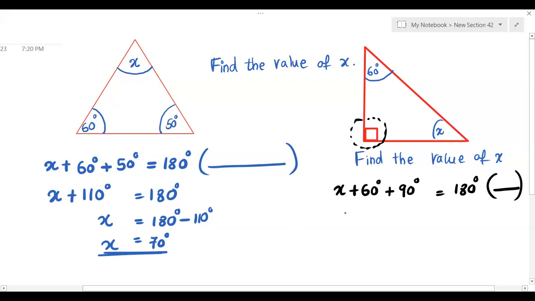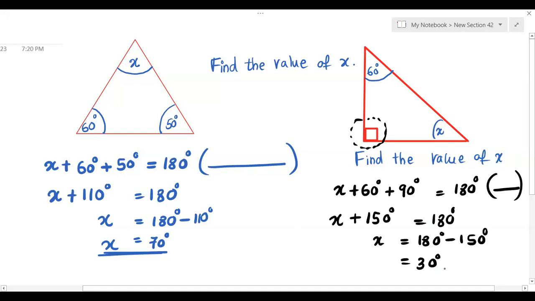You can write this down to practice. Then x, 60 plus 90 is 150. It is equal to 180. This is a simple equation. Then x is equal to 180 subtract 150. Therefore, the answer is 30 degrees. You can write this down too.